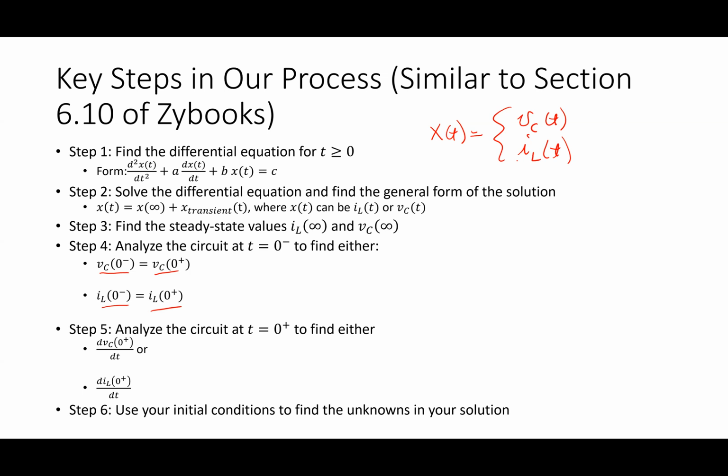The fourth part here is basically to get the initial condition. And I analyze the circuit at t equals 0 minus. What does it mean to say analyze it at t equals 0 minus? Before the switch moves, right? So before the switch moves, what we say is that the capacitor voltage and the inductor current are the same right before and right after the switch moves.